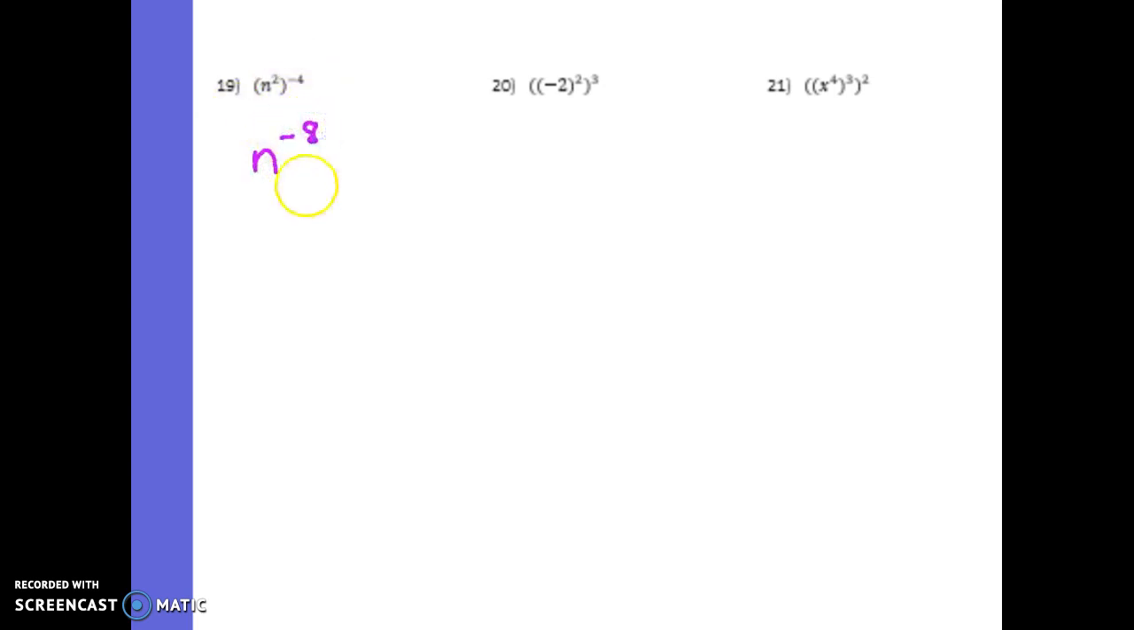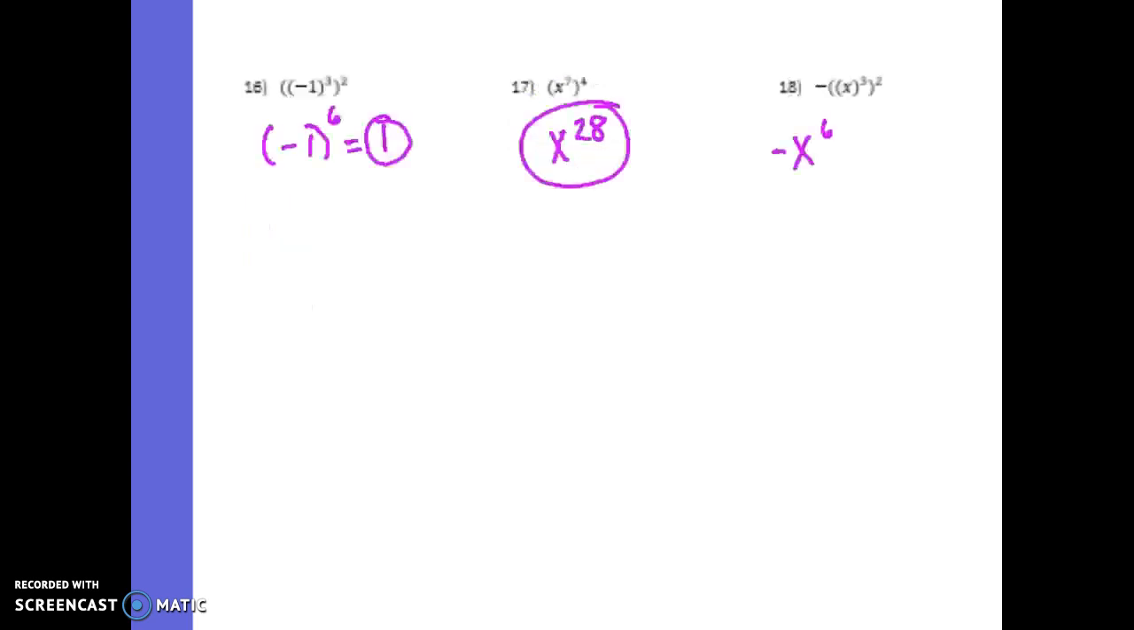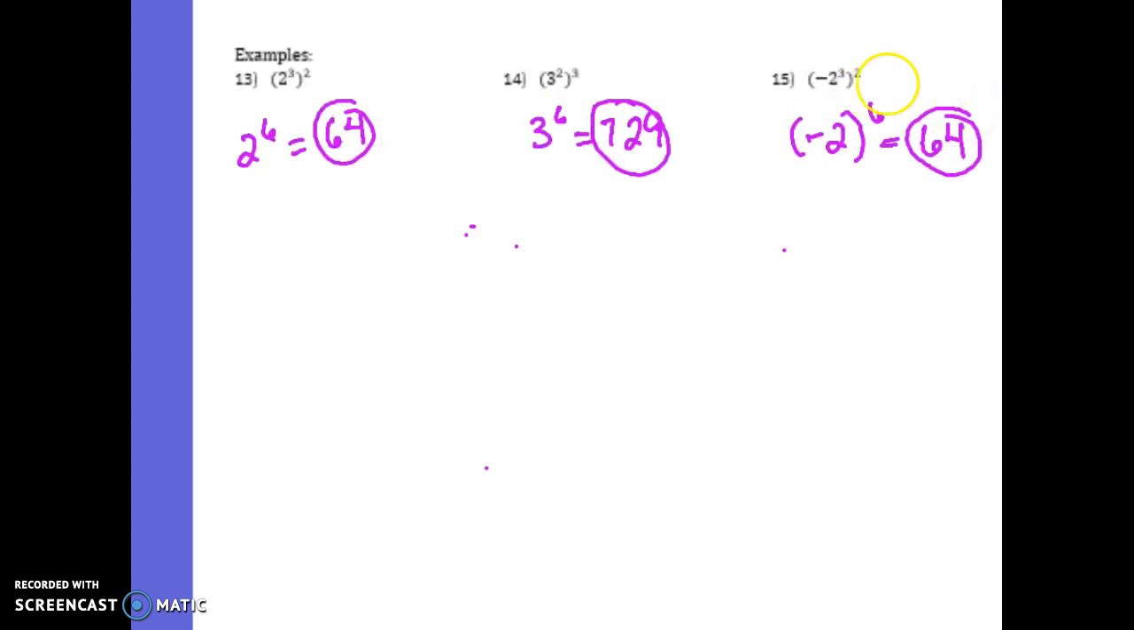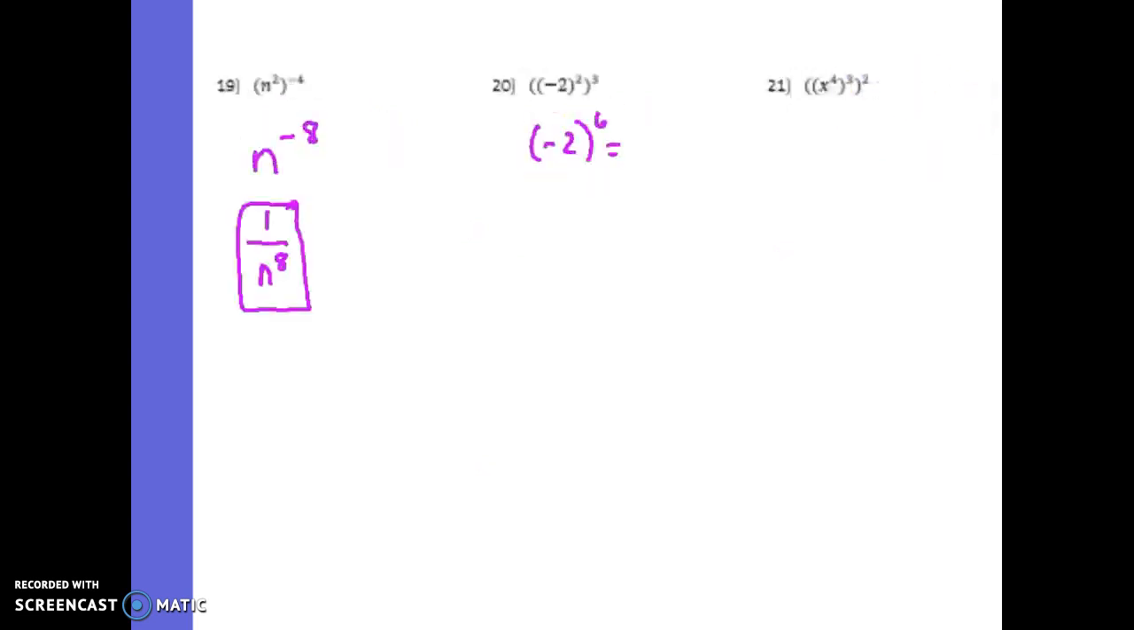Okay, and we'll learn a little bit later, but we never leave our exponents as negative. Anything to a negative exponent actually turns it into a fraction, so this would actually be 1 over n to the 8th power, like that. Okay. Number 20, negative 2 would be to the 6th power. Okay, and again, negative 2 to the 6th power, just like we just did right over here. It would just be 64 again.